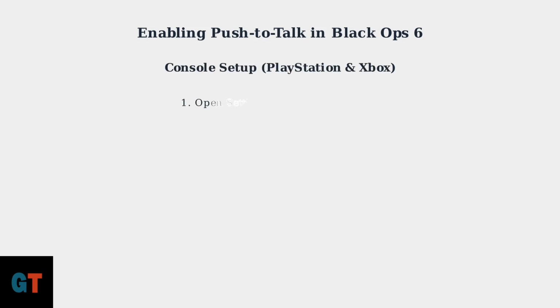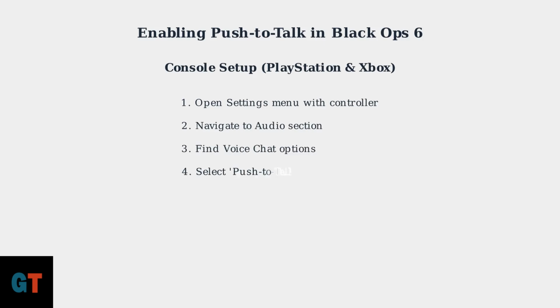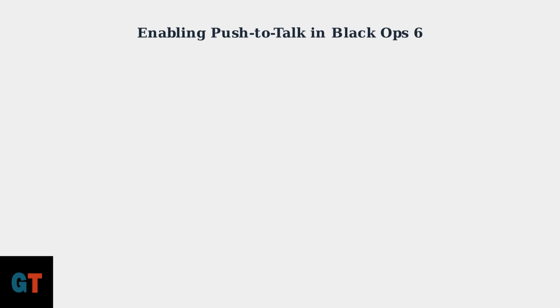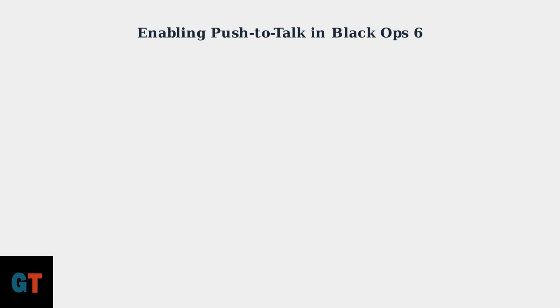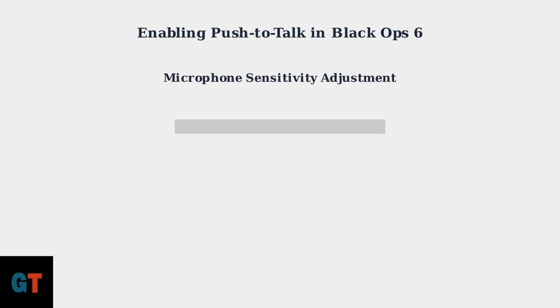For console players, the process is very similar, but uses your controller instead of keyboard and mouse. Navigate to the same audio settings menu using your controller's interface. Here's an example of what the push-to-talk setting looks like in the game interface. Notice how the voice chat option is clearly set to push-to-talk mode, which gives you full control over your microphone activation.